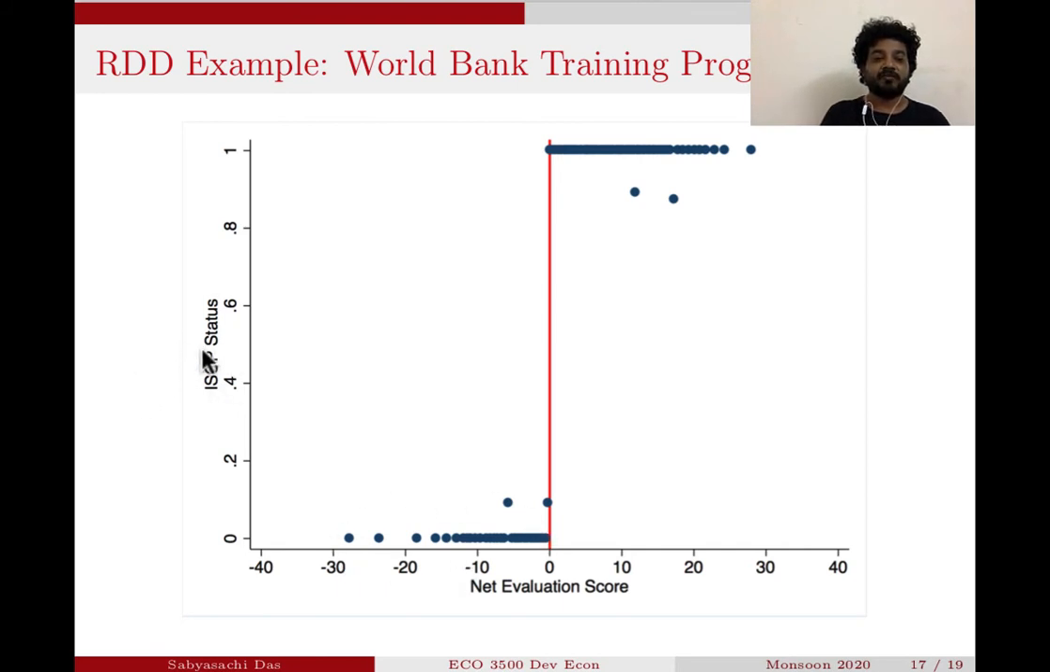The name of the program was ISGP. So I'm saying the ISGP program status can be either 1 or 0: 0 meaning that you are not part of the program, 1 meaning you are part of the program. If I plot program status as a function of this net evaluation score, I get this jump. The data was pretty clean in the sense that pretty much everybody who had a negative score was not part of the program, and pretty much everybody who had a positive score was part of the program, right?